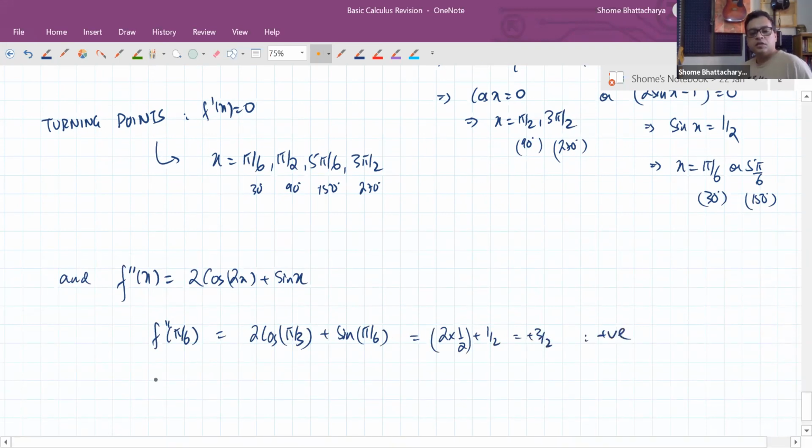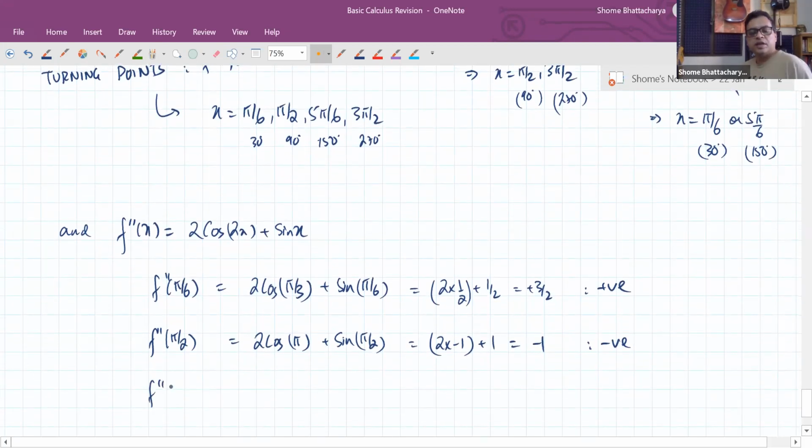Then similarly, the second derivative at pi by 2 or 90 degrees is 2 cos pi plus sin pi by 2. So that is 2 into minus 1 plus 1. So that is -1. So that's a negative quantity.